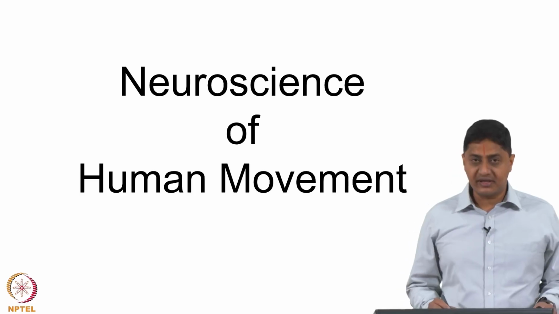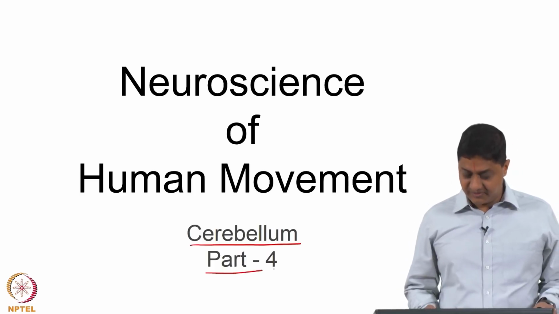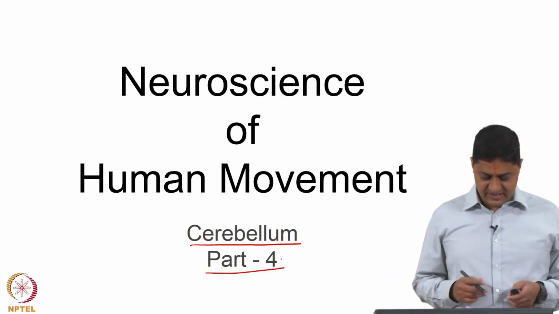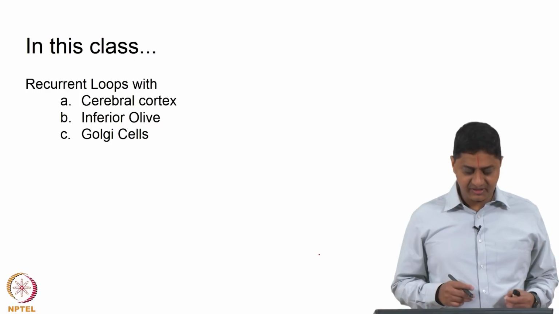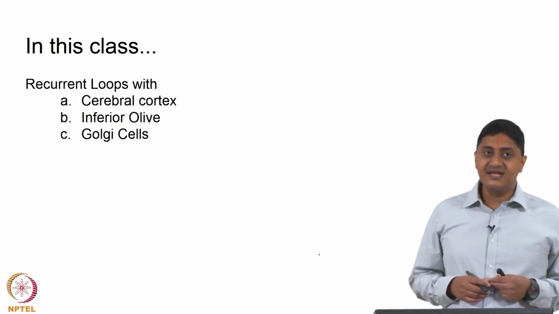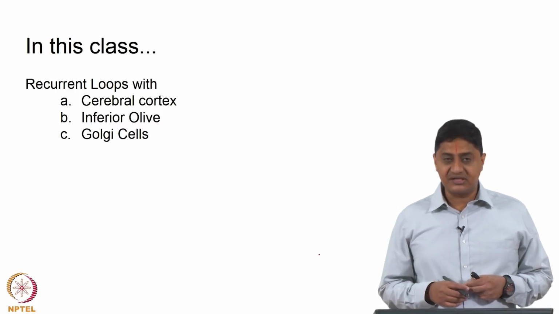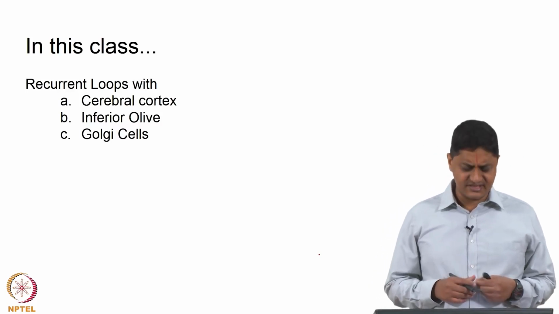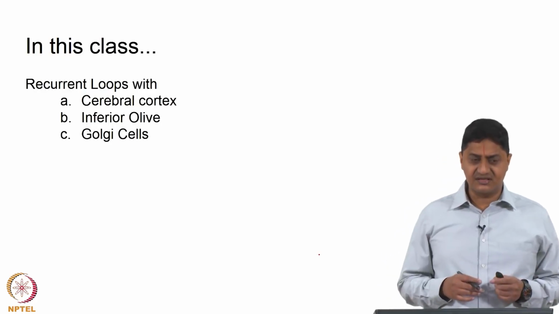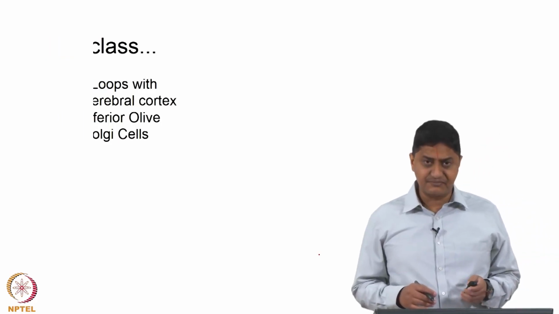So welcome to this class on neuroscience of human movement. In this class we will continue our discussion on cerebellum. This is part 4 of our discussion on cerebellum. In this class we will be talking about recurrent loops that the cerebellum has with the cerebral cortex, inferior olive and Golgi cells. We briefly mentioned this in the previous class. We will discuss that with some details in this class.